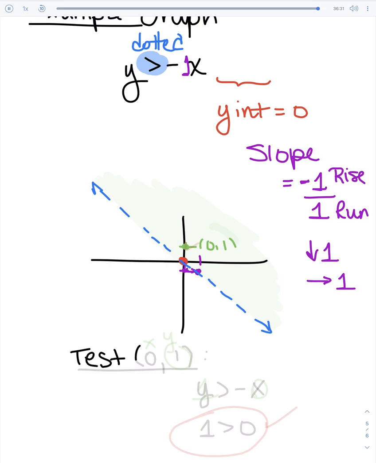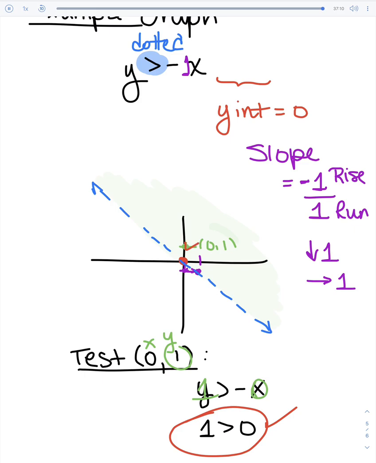We'll test 0, 1. Remember, our inequality was y is greater than negative x. So I'm plugging in an x of 0 and a y of 1. What that does is give me 1 is greater than, well, 0 times the negative is still going to give me 0 on the right-hand side. So is 1 greater than 0? Absolutely. So my new point, 0, 1, gave me something true. 1 is bigger than 0.